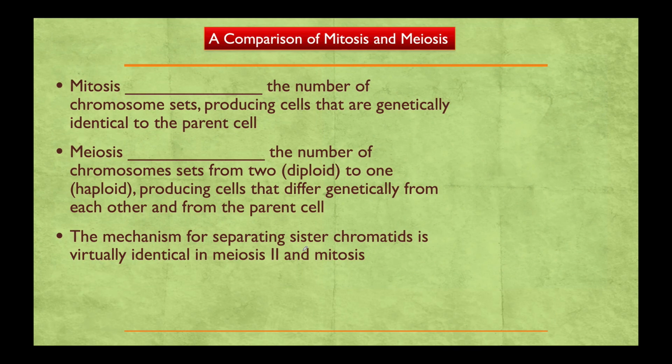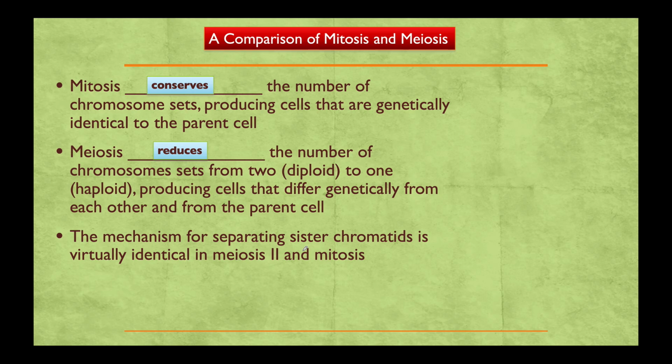All right, so if we compare mitosis and meiosis, mitosis will conserve the number of chromosome sets, producing cells that are genetically identical to the parent cell. We made clones, we talked about. Meiosis reduces the number of chromosome sets from 2 to 1. Okay, and it will produce cells in the end that are genetically different from each other and the parent.